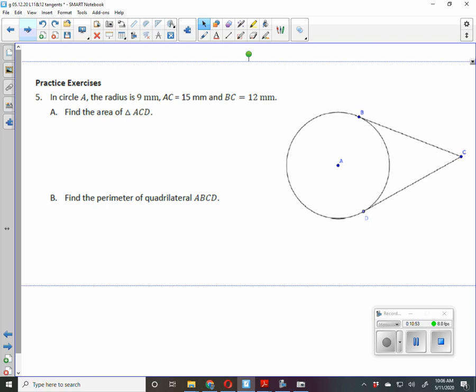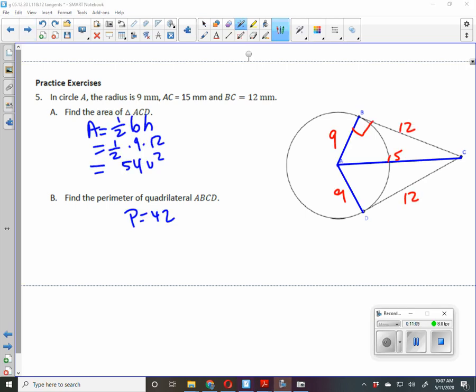In circle A, the radius is 9 millimeters. AC is 15, BC is 12. Find the area, find the perimeter. So let me draw these in. Okay, so the area, you're just using the area formula, recognizing that this is going to be a right triangle, so your base and height are there. As far as the perimeter, you're adding up all the way around, right? This is 9 and 12 is 21. You multiply that by 2, you get 42 units, whatever those units are.